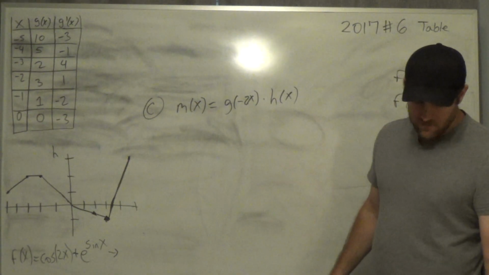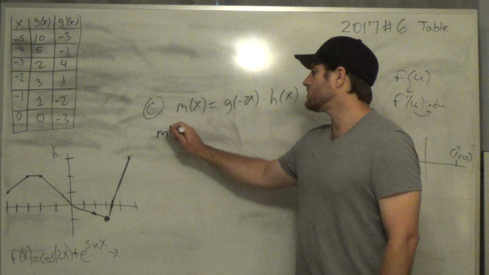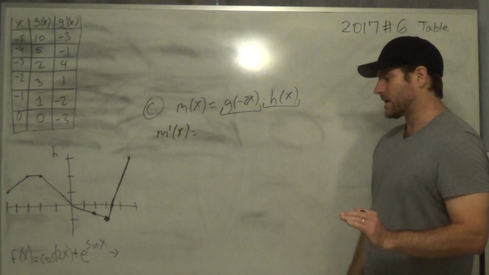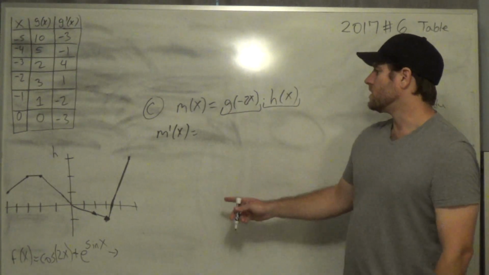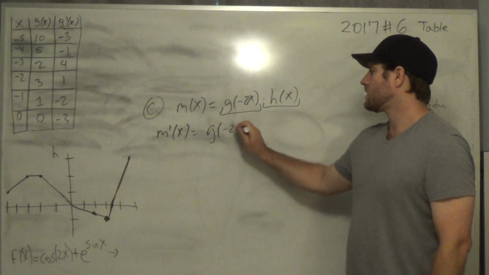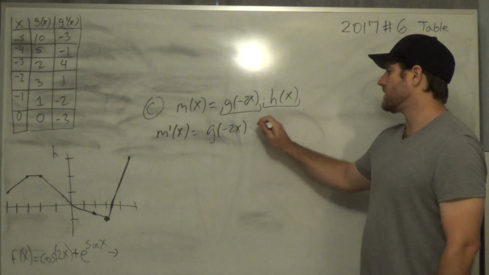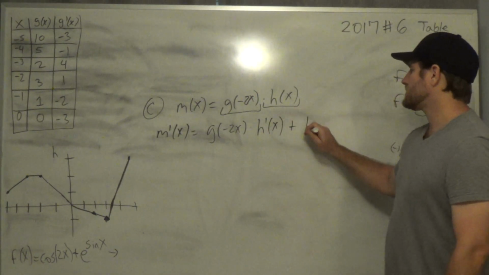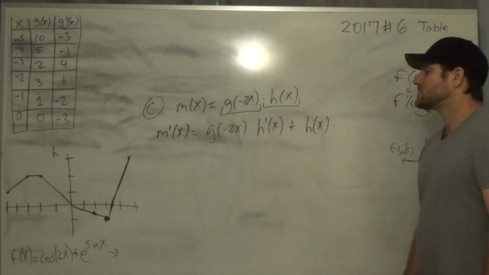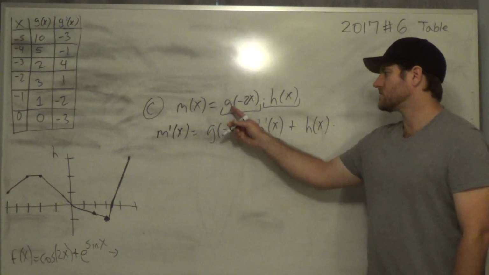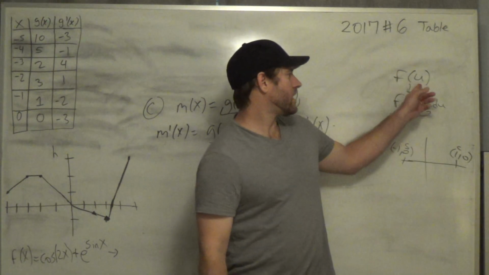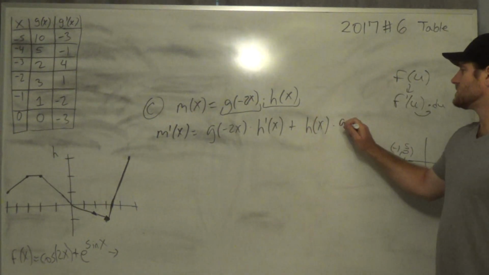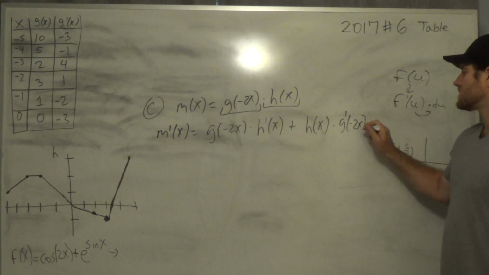Here they want to know what is m prime of 2, but before we can find m prime of 2, we need to find m prime of x, and to find m prime of x, we're going to have to take the derivative. We've got to use the product rule. We got the first piece times the derivative of the second piece. The derivative of h of x is h prime of x, plus the second piece, h of x, times the derivative of the first piece, the derivative of g of u. And if we look over here, the derivative of f of u is f prime of u times chain. Same idea. So the derivative of g of u is g prime of u times chain.